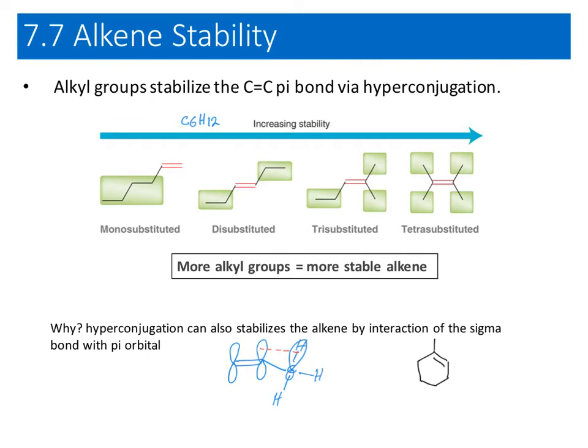Now let's look at these examples. So this molecule versus this one, which one is more stable? This molecule has 3 alkyl groups attached to the double bond, so it's trisubstituted. However, the other one is disubstituted. So obviously, the trisubstituted alkene is more stable than the disubstituted one.